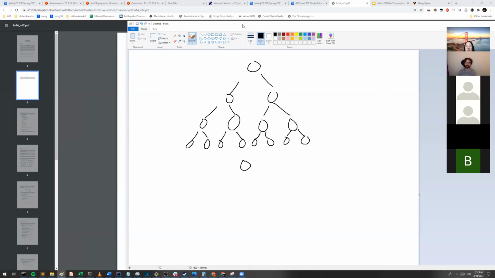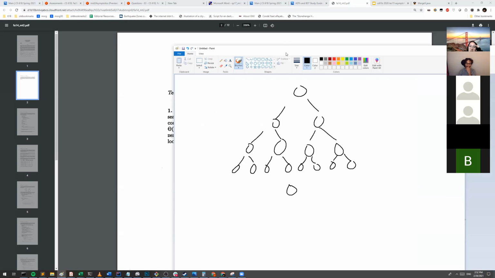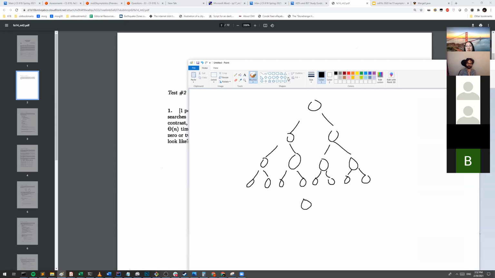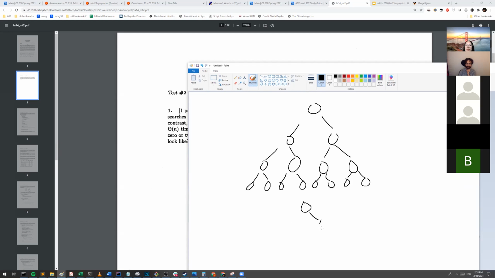I'm trying to understand what this question is. A general binary search tree in which every node has 0 or 2 children. Wait, if everything has 0 or 2, isn't it just a normal binary search tree? I'm trying to understand what the difference is between this and the diagram I have up top. I guess the difference is, in contrast, in a binary search tree where every node has 0 or 1 children, I'm still having a little trouble understanding what the problem is asking.